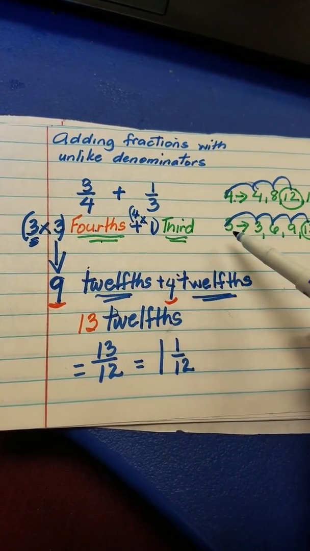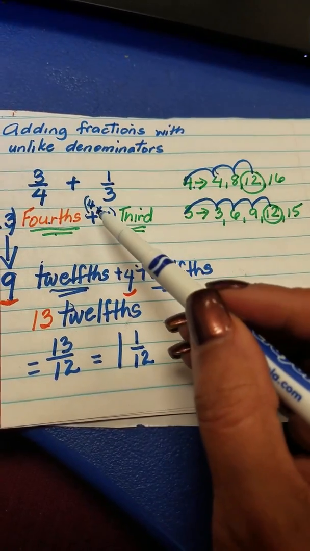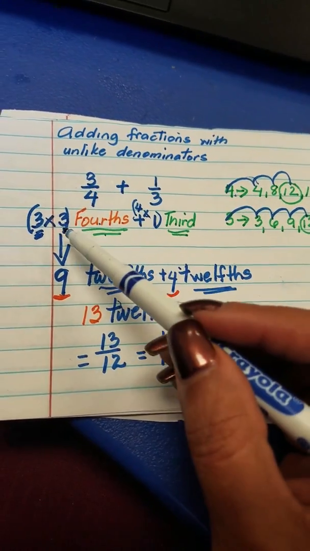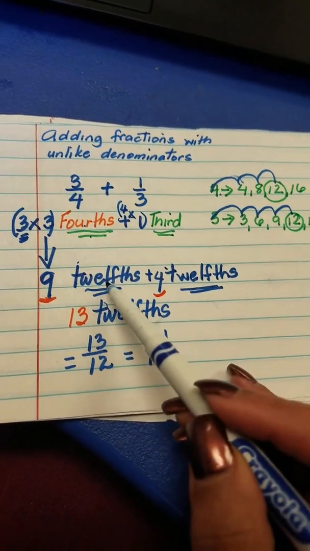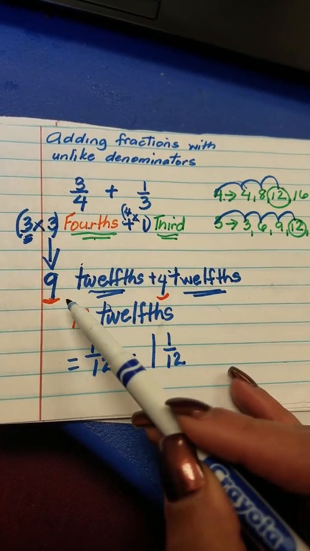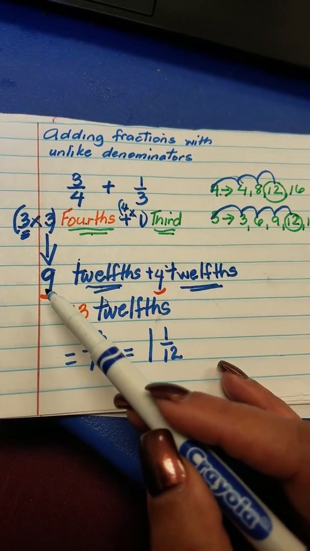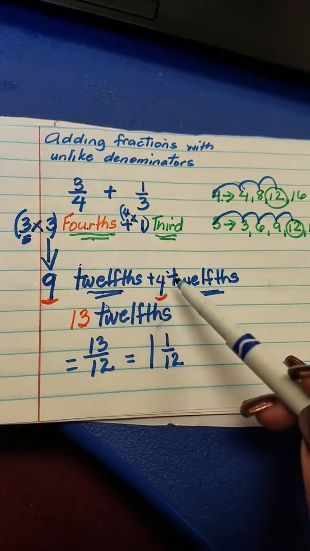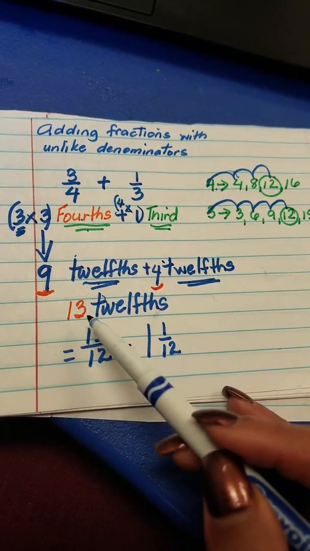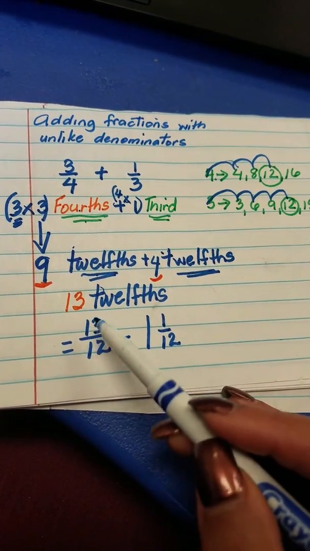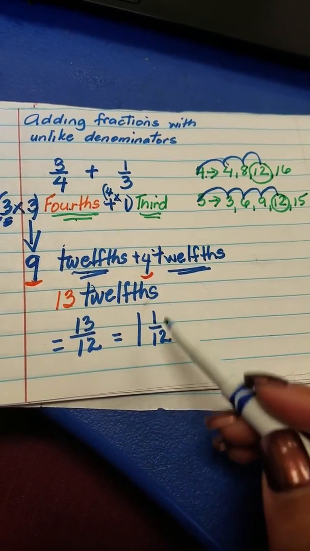What did we have to do with the thirds? We moved it 4 times. That's giving us our 4 times. 3 times 3 is 9. 4 times 1 is 4. Our units are now the same, so all we have to worry about is our numbers. 9 plus 4 is 13, and our 12s is our unit. So how do we write 13 twelfths as a fraction? It would be 13 over 12, or 1 and 1 twelfth.